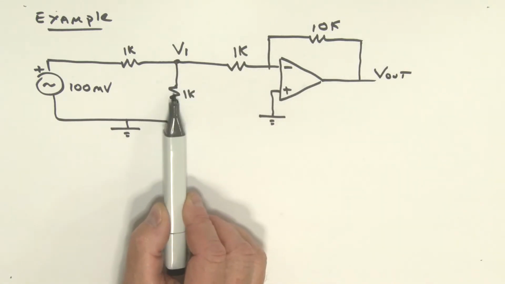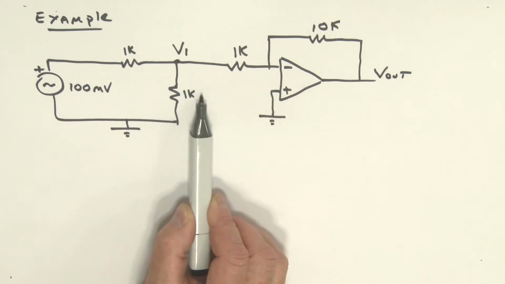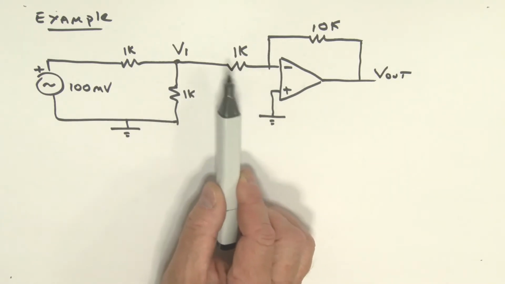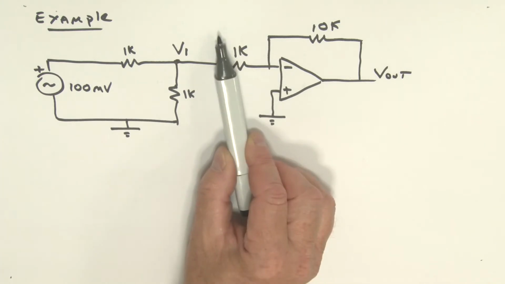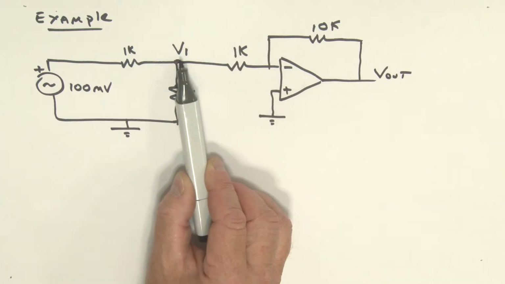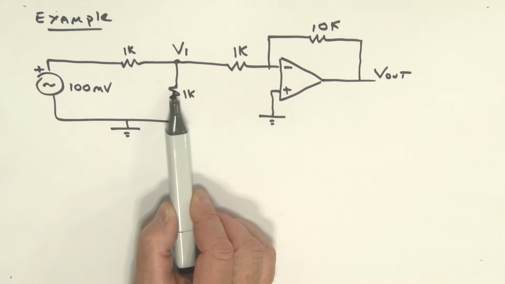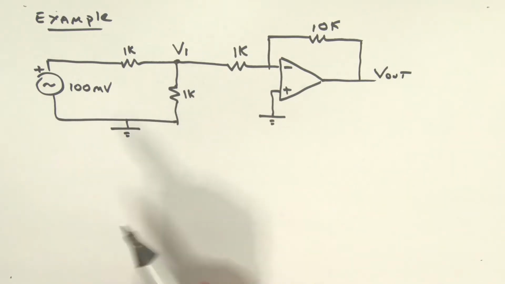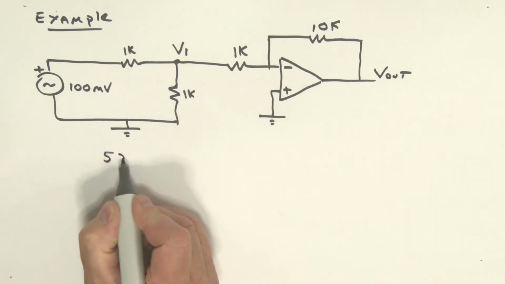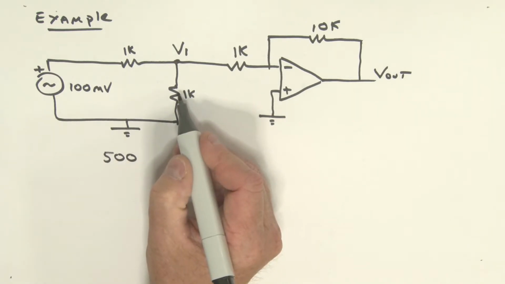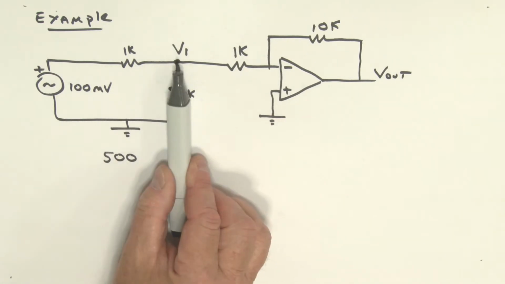Okay, so this 1K then appears in parallel with the input resistance of my inverting amplifier. So that voltage there, V1, would be what? Well, you'd work out the parallel combination of these two 1K resistors, which is what? 1K in parallel with 1K is 500 ohms. Okay, so we'd basically have 500 ohms for that parallel combination. We're trying to work out that voltage there.